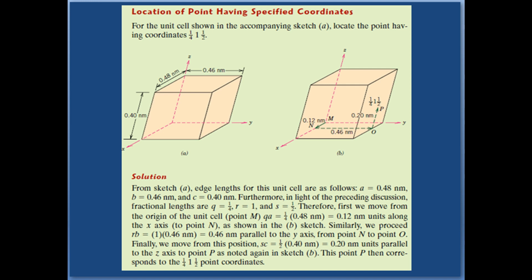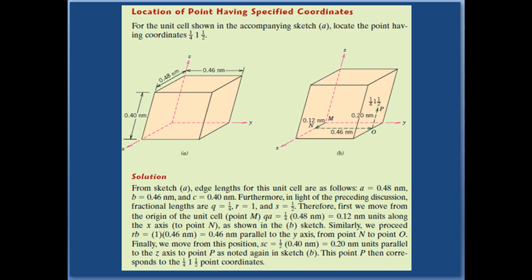Then you are supposed to consider the distance QA. Then you are supposed to consider the distance RB. You are supposed to consider the distance SC so as to locate the point P. Now, the value of QA will be 1 by 4 into 0.48 nm, which comes as 0.12.